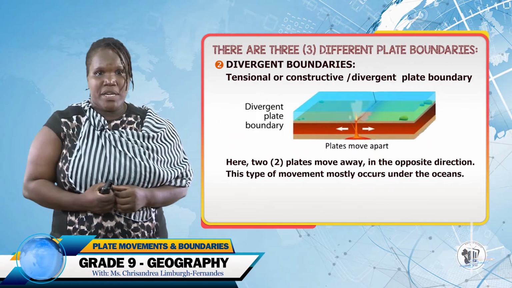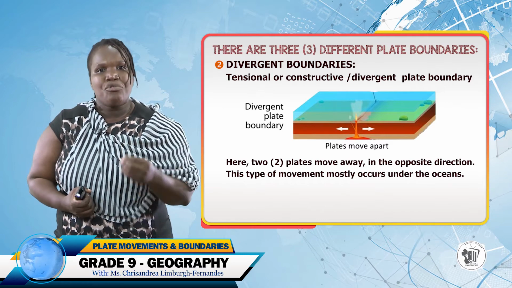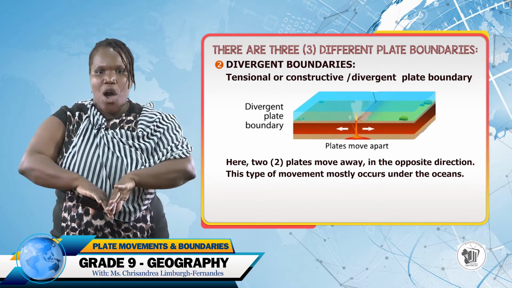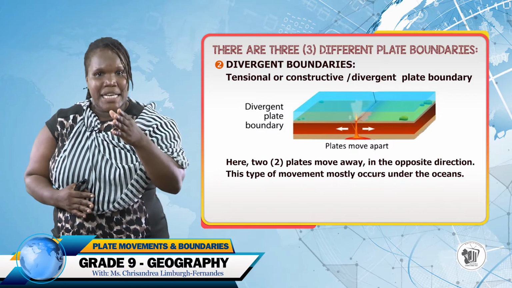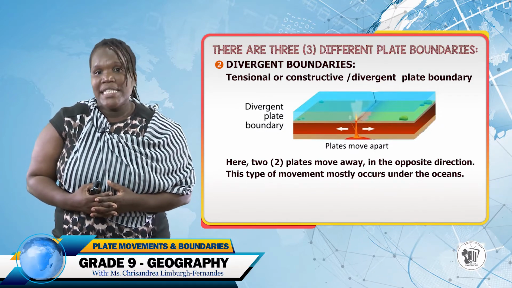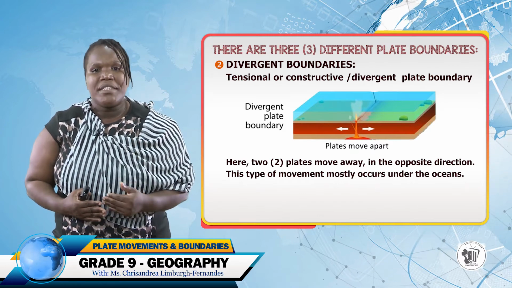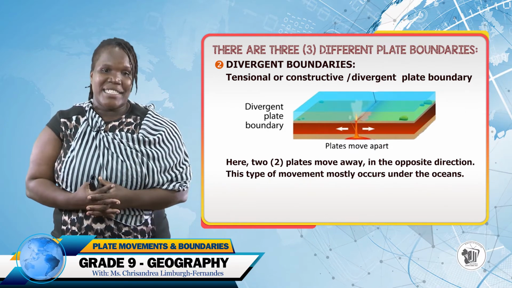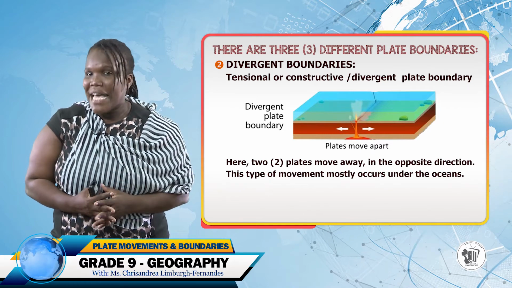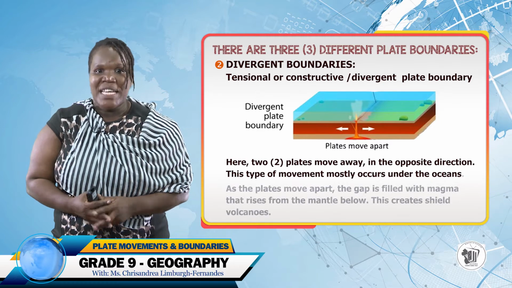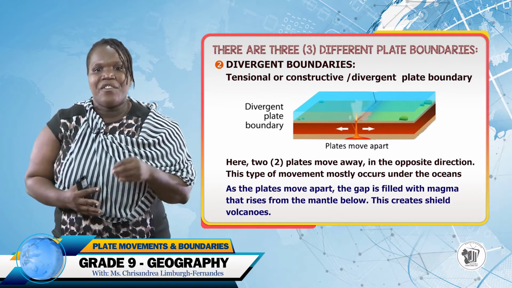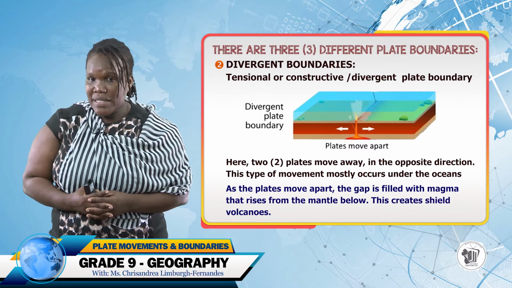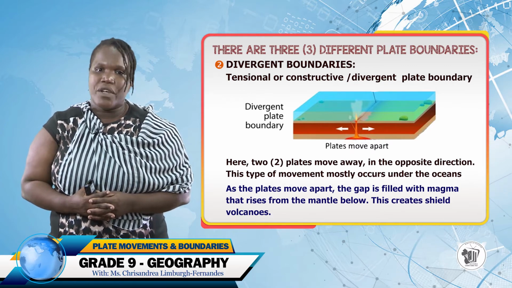The other type of plate boundary is called tensional, or constructive, or divergent plate boundaries. Here the two plates move away in opposite directions, as illustrated in the diagram above. This type of movement mostly occurs under the ocean. What do you think happens as these plates are moved apart? We also dealt with it as a ground rule. Remember, there can never be gaps in the Earth's crust, right? So, as the plates move apart, the gaps are filled with magma, and this magma rises from the mantle below. In the process, they create what are called shield volcanoes.